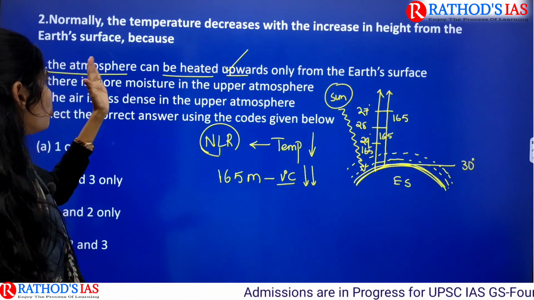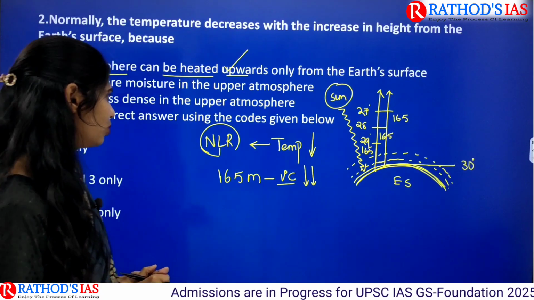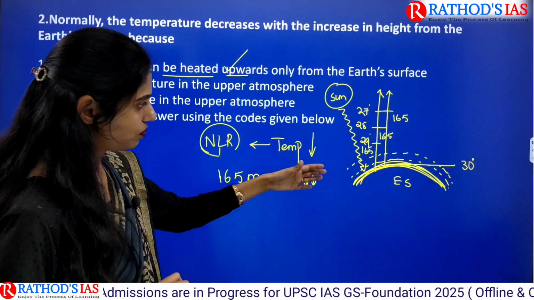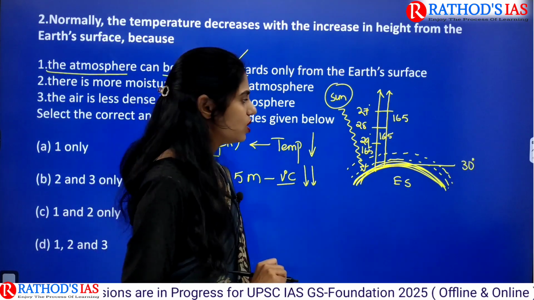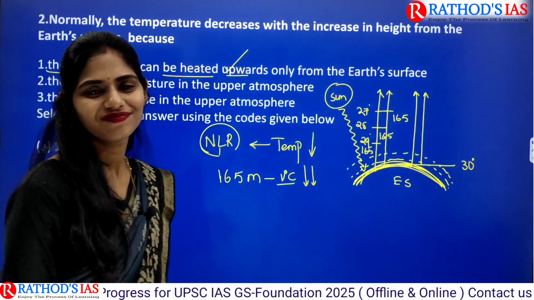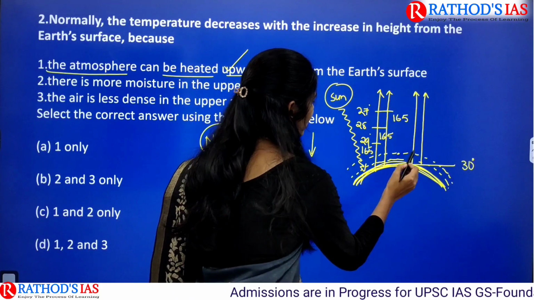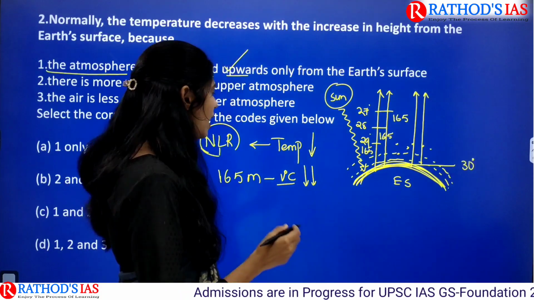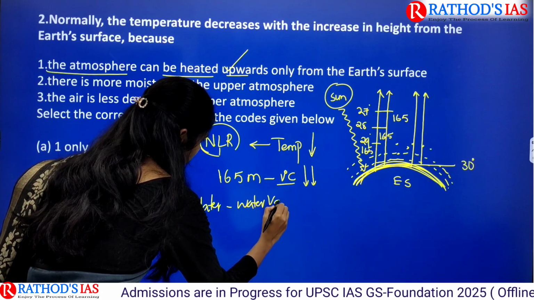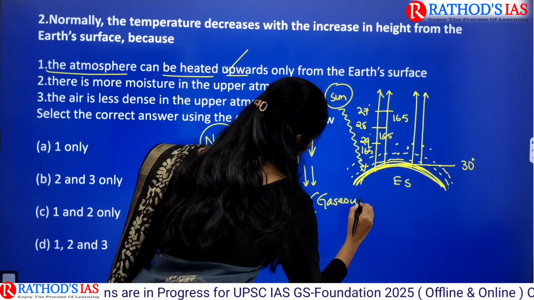And the second statement is there is more moisture in the upper atmosphere. Okay, actually at the surface there is heat and the air is getting heated. Whenever air is getting heated, warm air will move up. Yes or no? Because warm air becomes lighter and moves up. And even if there are any water particles, they will also get heated and water will be converted into water vapor, which is in gaseous form.